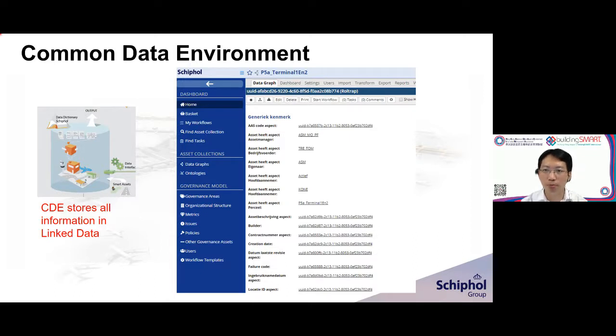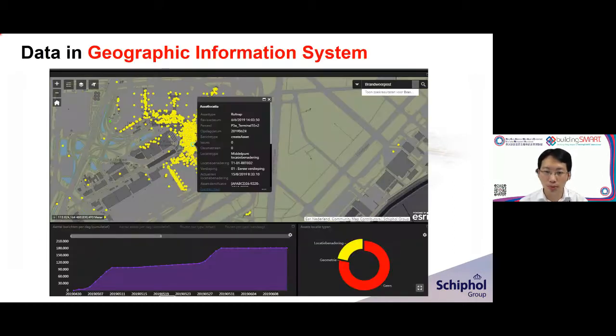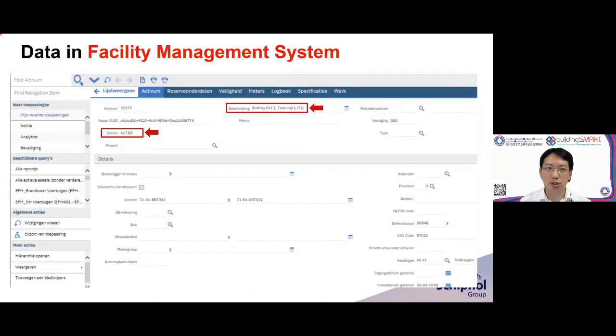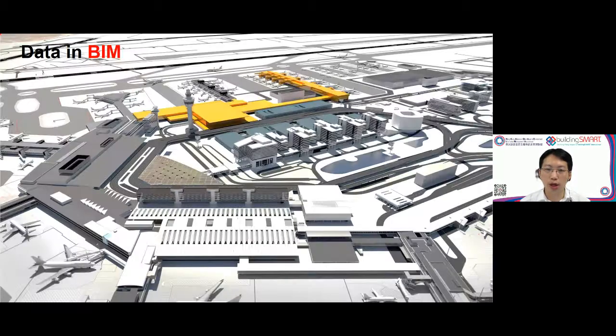Basically, it's a web platform that shows us all the data stored in the CDE with all these transactions, communications, etc. So at the end, what they can see is this data in the GIS platform. This is data that can be shown in the FM system. You can see that all this data will be the single data, or what we call single source of truth. Basically, it's the single data supported by the dictionary, and then can be populated in different systems. And then this one is the data in BIM.